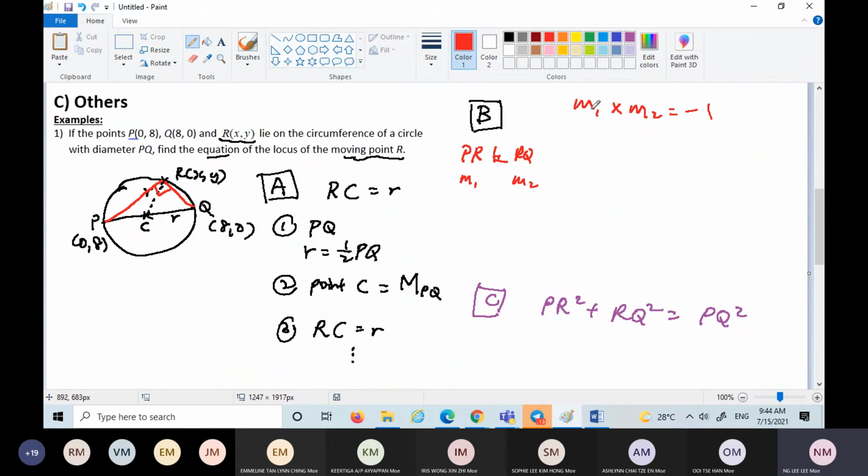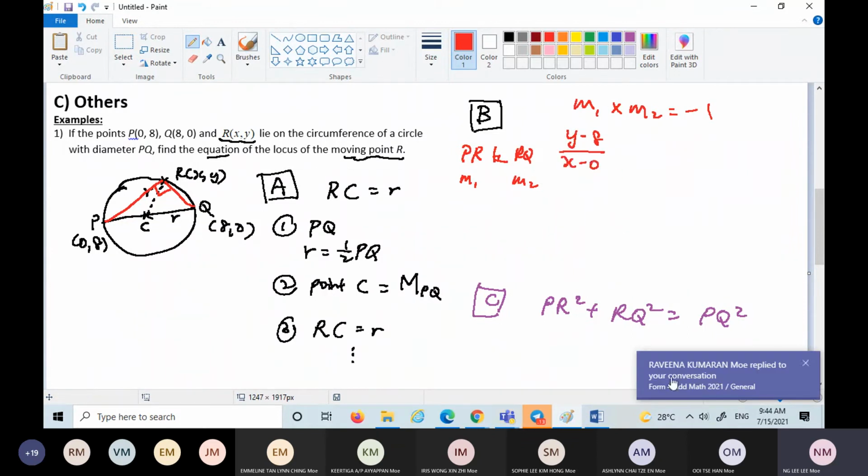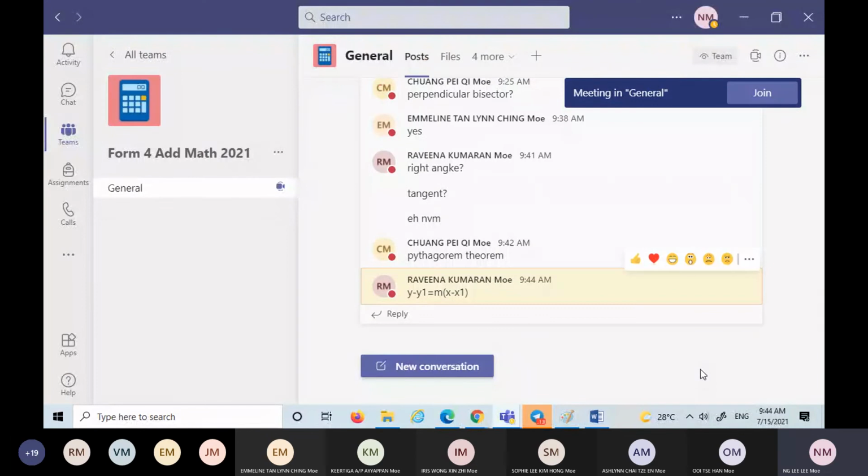So now I start. M1, how to find the gradient? You have 2 points: y2 minus y1 over x2 minus x1. So I write y minus 8 over x minus 0. Yes. This is equations. This one you will form an equation. I don't think so lah. Gradient. No, I'm not going to use this, Ravina.